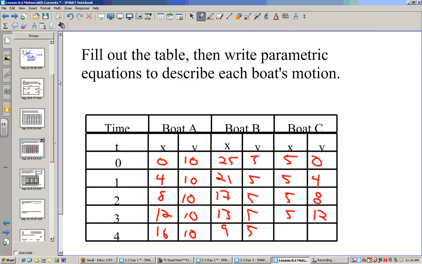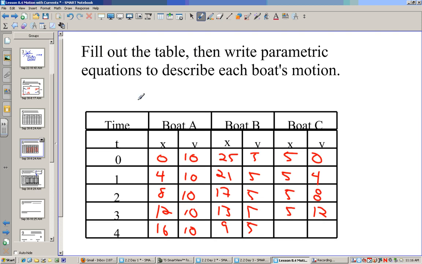So we could fill out the table, and this is what the table would look like. The x is going up by 4, the y stays the same. Here the x is going down by 4, the y stays the same. Boat C is staying constant at 5, but the y is going up.